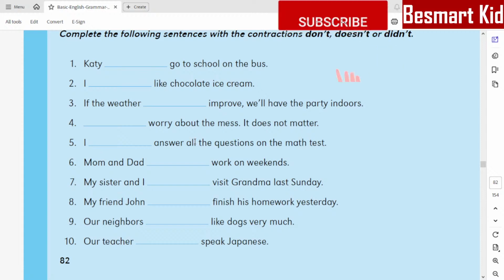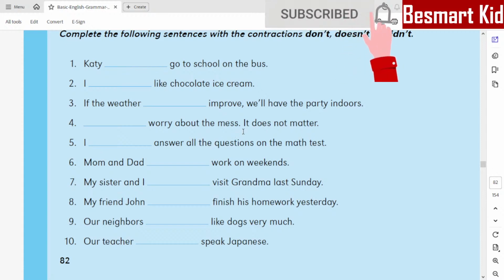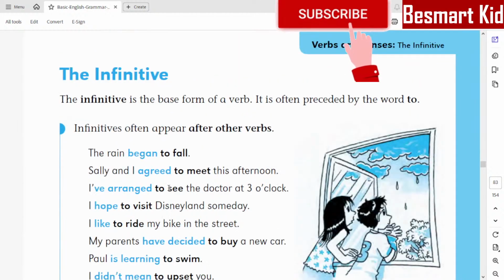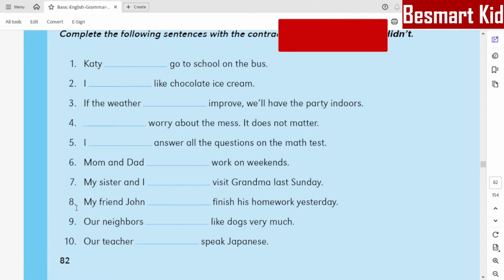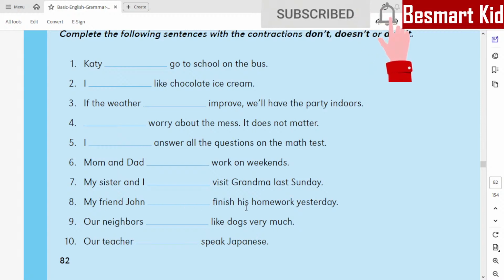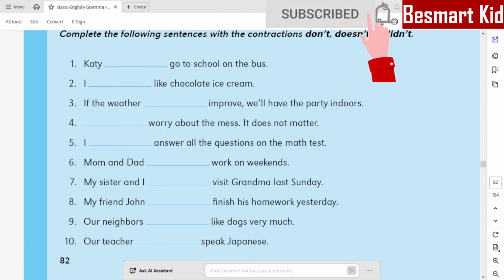Fifth, I didn't answer all the questions on Mother's test. Sixth, Mom and Dad don't work on weekends. Seventh, my sister and I didn't visit Grandma last Sunday. Eighth, my friend John didn't finish his homework yesterday. Ninth, our neighbors don't like dogs very much. Tenth, our teacher doesn't speak Japanese.